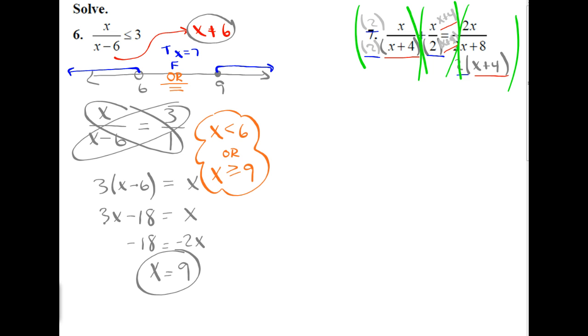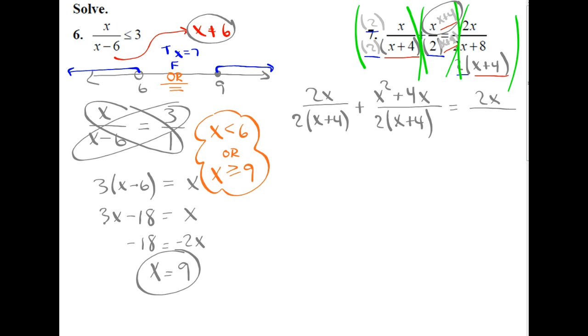Okay, so the far left one is going to be 2x over 2 times x plus 4, plus, then this is going to be the product of x times x plus 4, which is going to be x squared plus 4x, over that same denominator, 2 times x plus 4. And all that stuff is going to equal, I didn't have to do anything to this one, so that's going to be 2x over 2 times x plus 4.